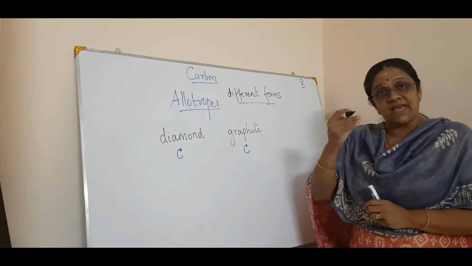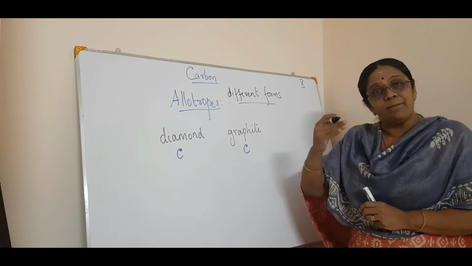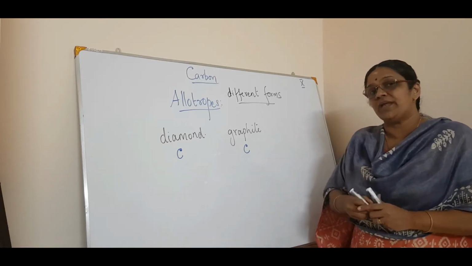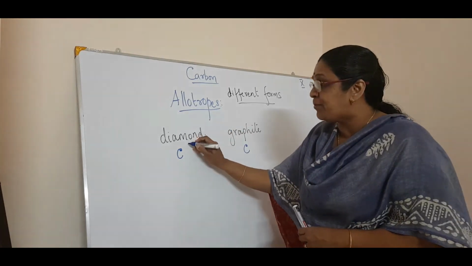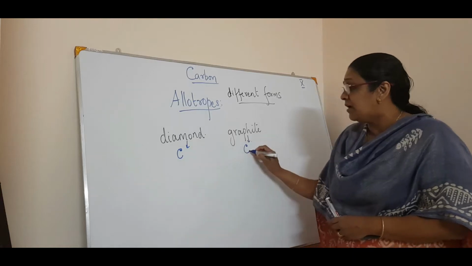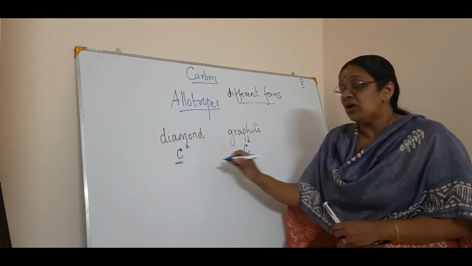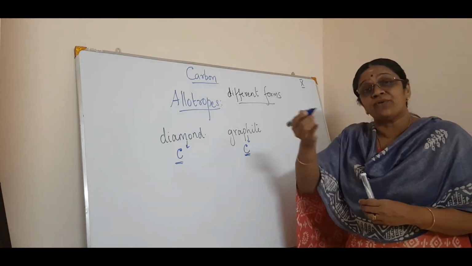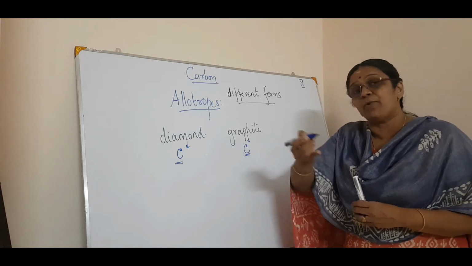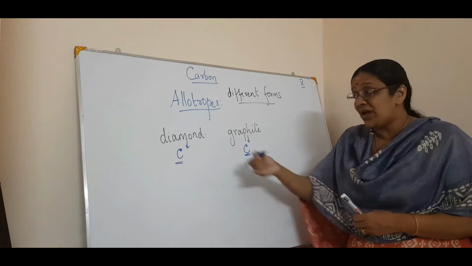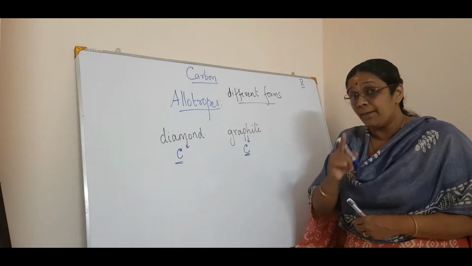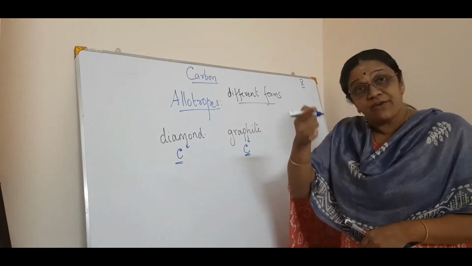What is it? Same chemical property but different physical property. Now see, why did I say same chemical property? Because both are made up of carbon. So it will show the chemical property of carbon, because diamond is carbon, graphite is also carbon. So it will show the same chemical property, but different physical properties.